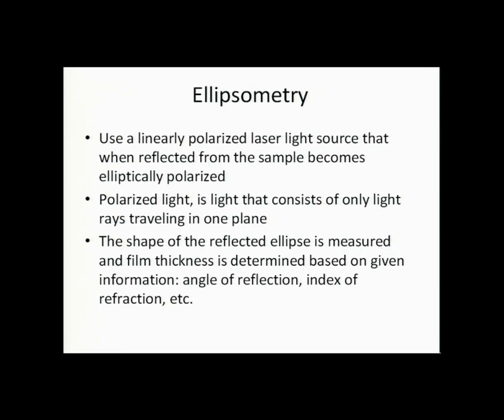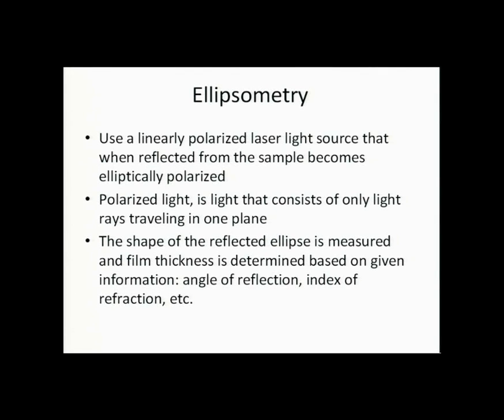Ellipsometry uses a linearly polarized laser light source that when reflected from the sample becomes elliptically polarized. So it's linearly polarized on its way in, then after reflection from the sample, it's elliptically polarized. Polarized light is light that consists of only light rays traveling in one plane.